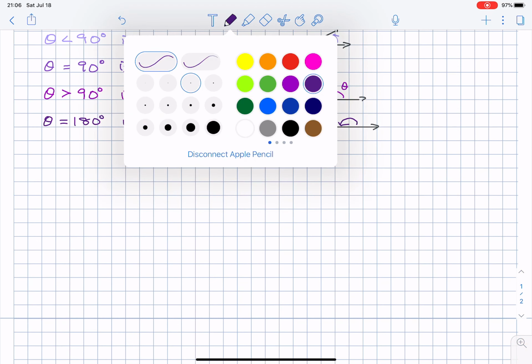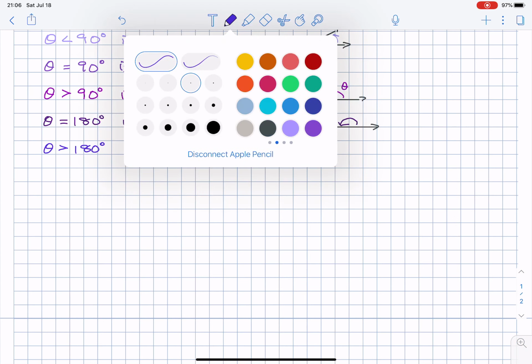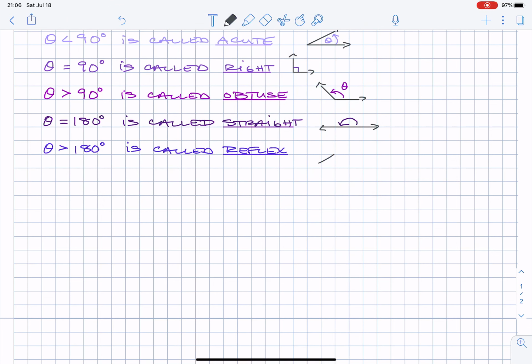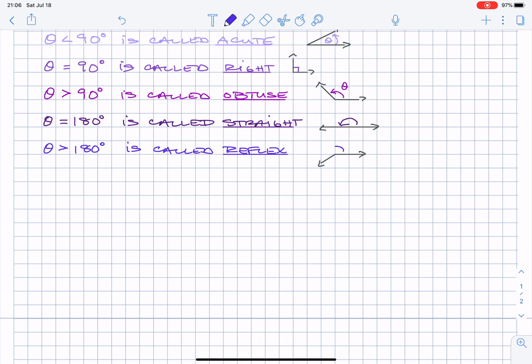Okay, there's one more we can do. And that is when theta, the angle, is larger than 180 degrees. And this is called a reflex angle. So it's called reflex. That's going to look something like so. That's a reflex angle. It's larger than a straight angle.